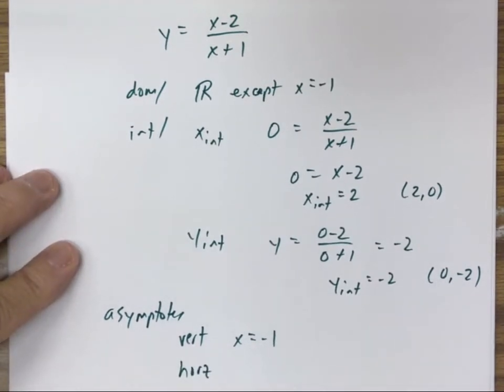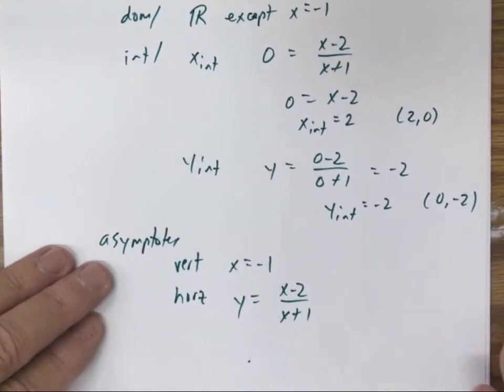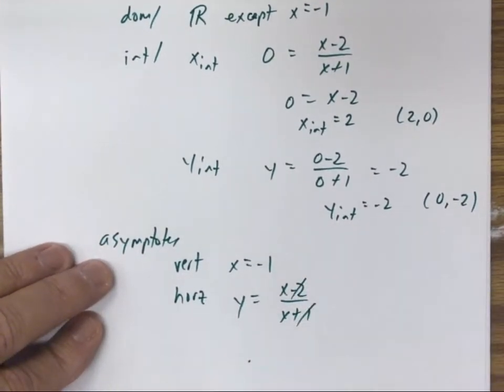Now you remember in class I talked about horizontal asymptotes. You just compare the leading terms. The leading terms are the variable term with the largest exponent. So you eliminate these right here.